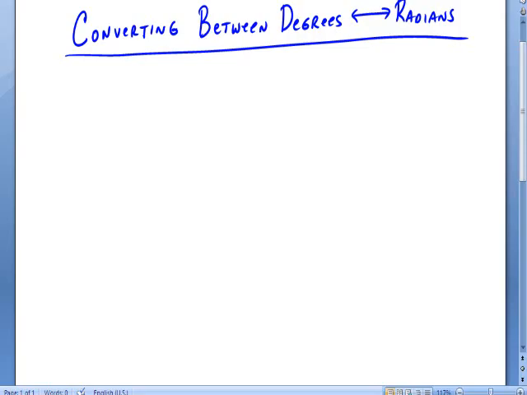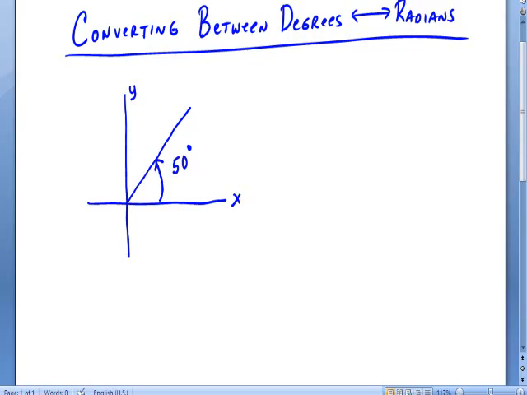Degree measure would look something like this. If we have our XY axis here, and we have an angle measured off of that XY axis, we want to know the angle measure between the horizontal and the slanted line that we're looking at. That's the degree measure of the angle. So this could possibly be a 50-degree angle measure.